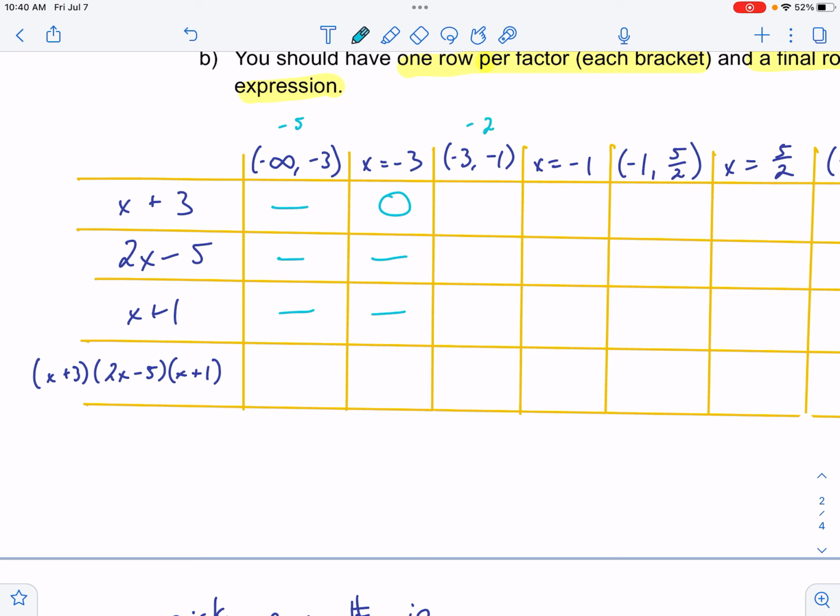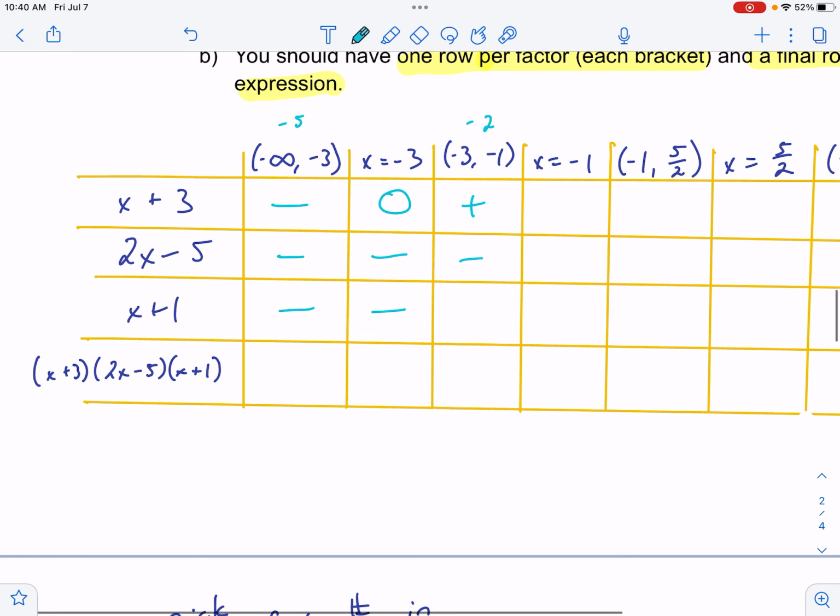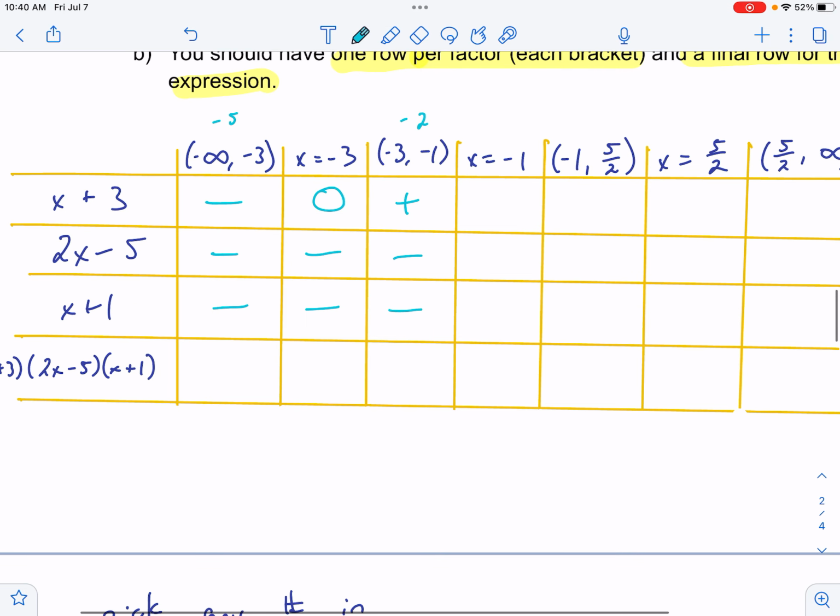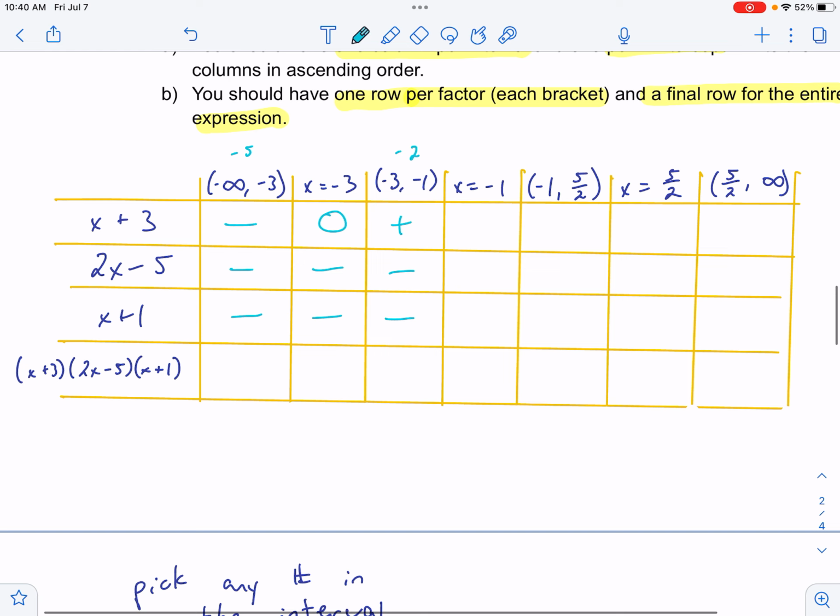We continue our tests. If I sub in -2 into x plus 3, I'll get +1, positive number. If I sub in -2 into 2x minus 5, I get -9, which is a negative number. If I sub negative 2 into x plus 1, I get negative 1, which is a negative number. Alrighty, and the chart continues. I hope you can see the pattern and perhaps you can start working ahead without listening to me.